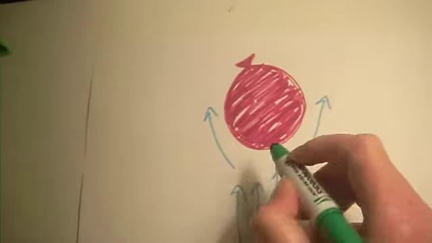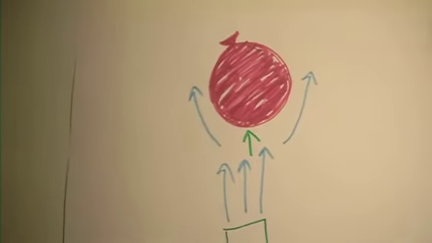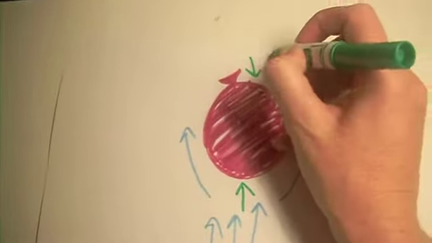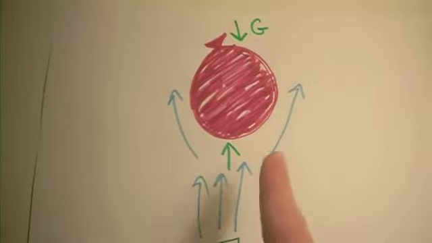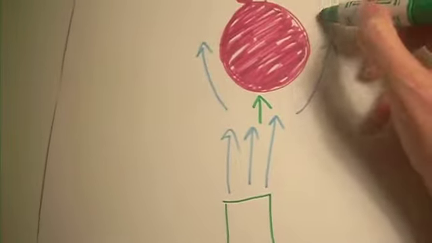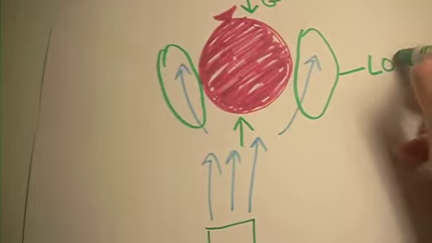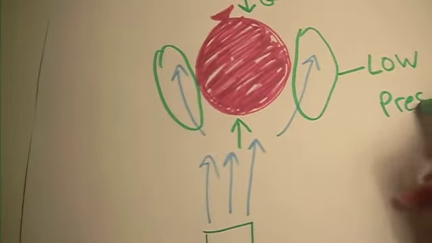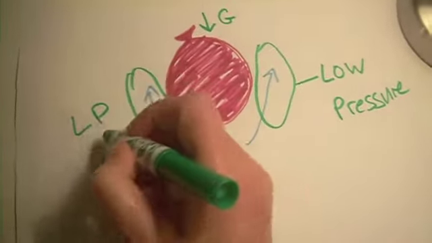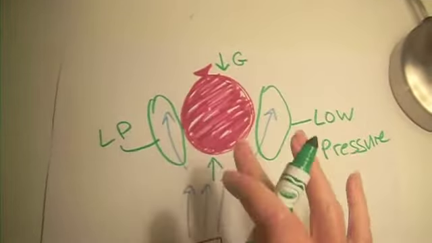Now there's this force pushing up on the balloon, and that's what's keeping the balloon up. Of course you always have gravity pushing down. But then you have the upward force of the hairdryer pushing up on the balloon, and you have these low pressure areas of flowing air on both sides. We'll put LP, low pressure area, and the balloon wants to stay where the low pressure area is.